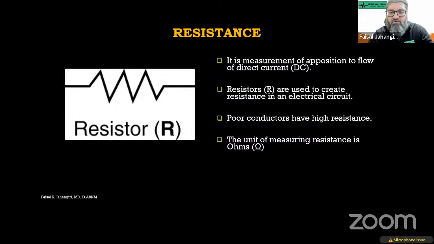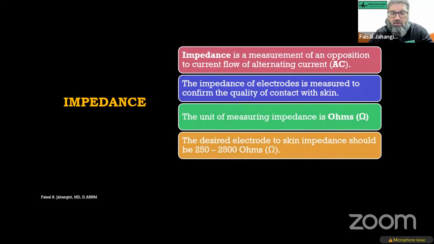The symbol for resistance is R, and for impedance it is again R, and the unit for measuring is ohm and kilo ohm. The recommended value, according to guidelines, is that we should have a resistance or impedance above 250 ohms and less than 2500 ohms.